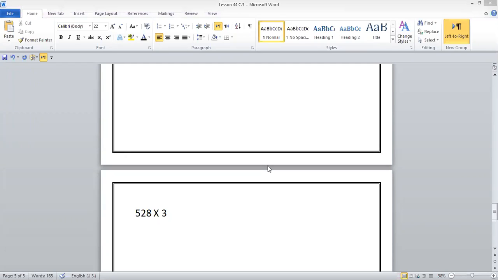Guys, listen to me carefully. This is 528 multiplied by 3. Multiply 528 by 3 in your notebook. Any method you can use. You can use the partition method. You can use the simple multiplication method, and solve it and tell me the answer. I'm going to open all of your mics, okay?